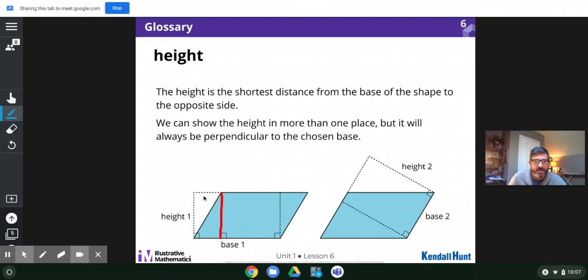And in this case, there are different ways to draw the height, but it's always going to be perpendicular from the base up to the opposite side. So for instance, here you see it looks like it's going outside the parallelogram, but it's still the same concept. It's perpendicular to the base, and it goes straight up to the opposite side of the parallelogram.